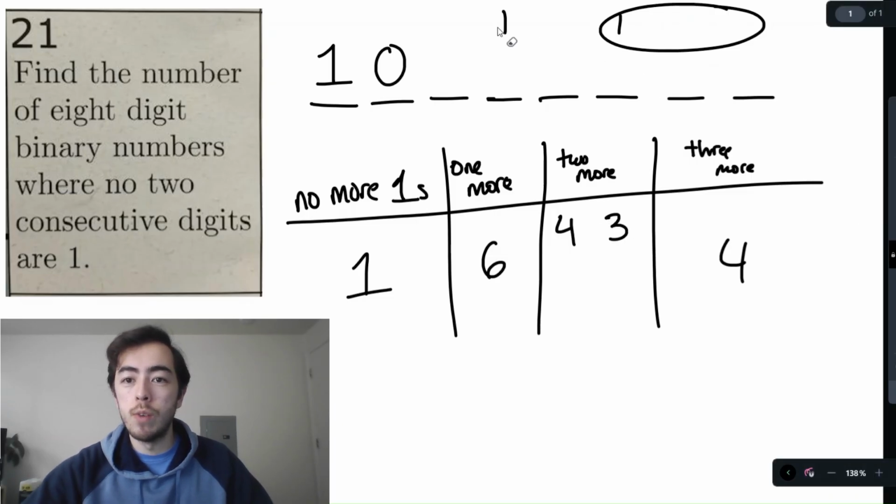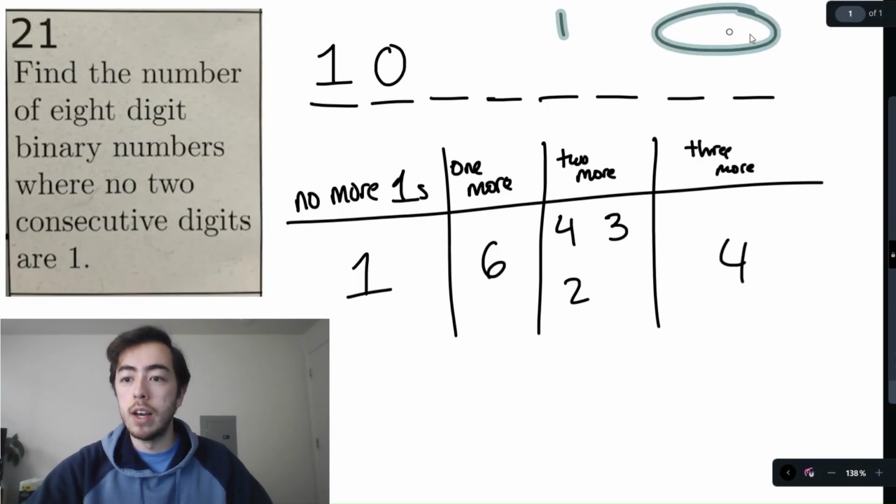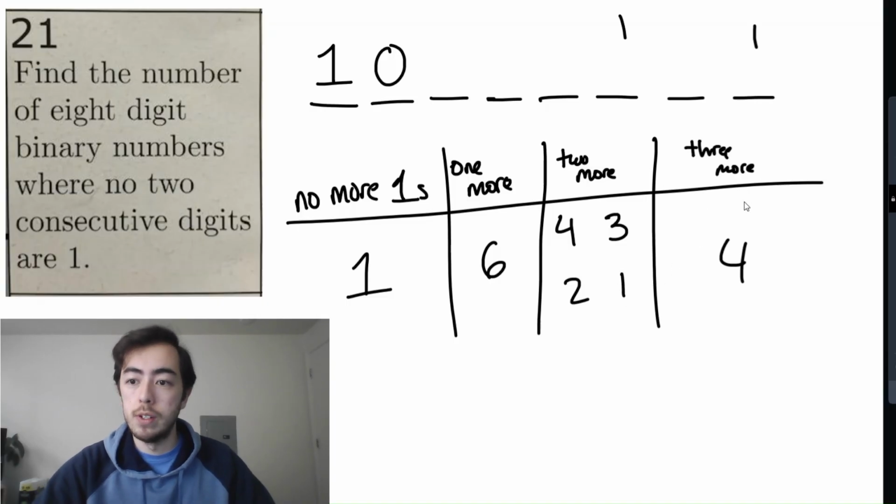And then we can just run this process down until we can't place any more ones. So I could place 1 here, then we have 2 options, and then finally I could just place them here and here. And that gives me 1 more option.